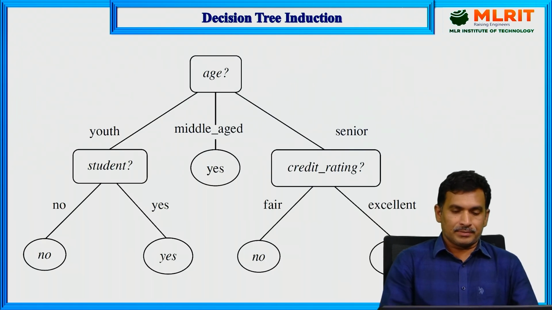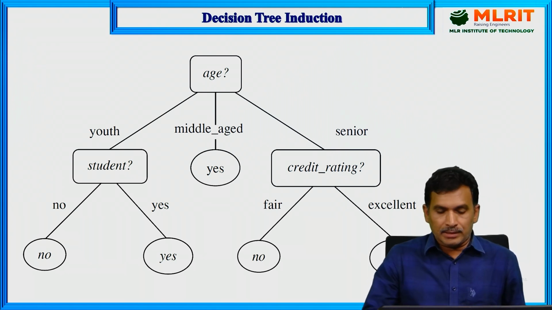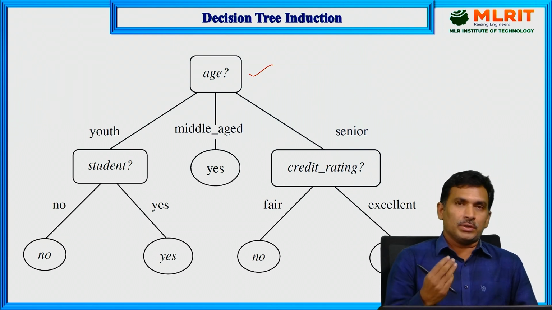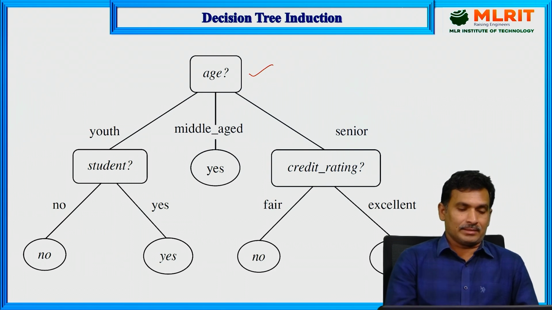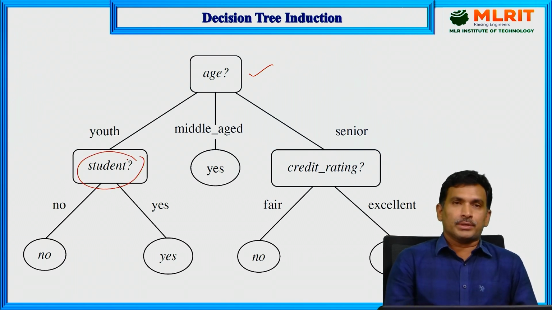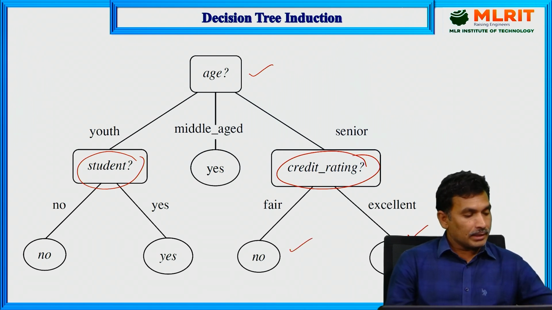This is one simple example to understand how the decision tree flow chart would look. Here we have the age attribute, and this is the first attribute that we use to test. The age attribute has three different categories: youth, middle aged, senior. Again, here we would select student as an attribute to test, and similarly credit rating would be used in this branch to test. The leaf nodes are the target class labels.